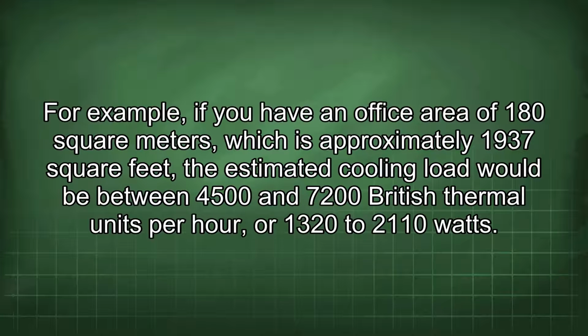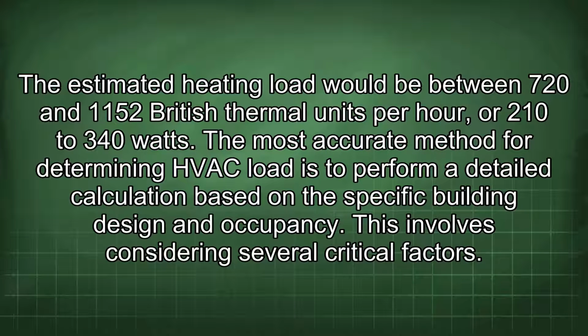For example, if you have an office area of 180 square meters, which is approximately 1937 square feet, the estimated cooling load would be between 4,500 and 7,200 British thermal units per hour, or 1320 to 2110 watts. The estimated heating load would be between 720 and 1152 British thermal units per hour, or 210 to 340 watts.